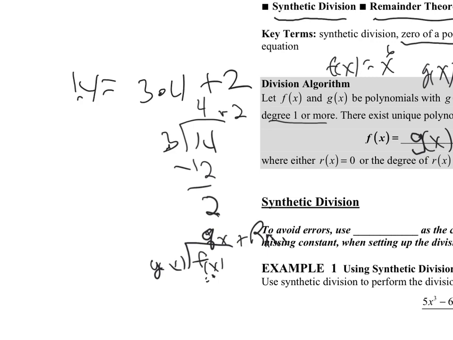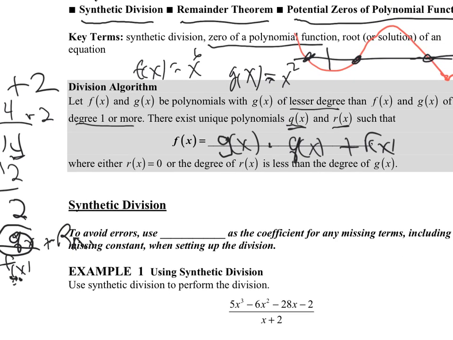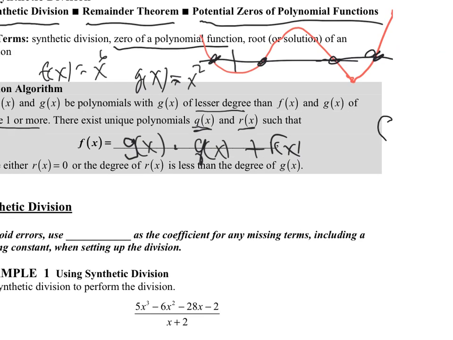So f of x is the inside, and it's equal to what you're dividing by, times what we call the quotient, that's why it's a q, and you add r. That's where that formula is coming from. g, because the original problem would have been f of x over g of x, a larger-degree polynomial divided by g of x. That's what's happening in this formula.